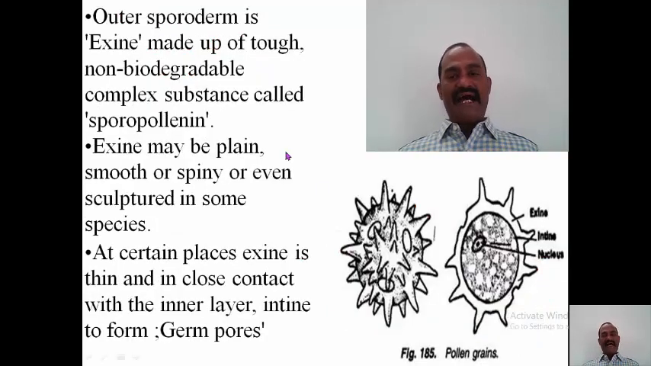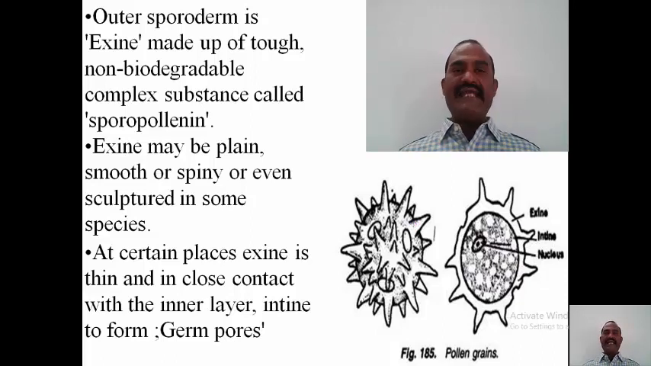Now if we see the outermost layer, here you can see this outer sporoderm is called exine, and it is made up of a tough, non-biodegradable, complex, highly specialized material called sporopollenin. Now this sporopollenin is non-biodegradable, meaning it does not allow decaying of the pollen grain for a longer duration. Here I want to say that we can have fossilized pollen grains also, meaning this sporopollenin can withstand withering for many years, or even a very long duration. So the outermost layer, exine, is made up of sporopollenin.